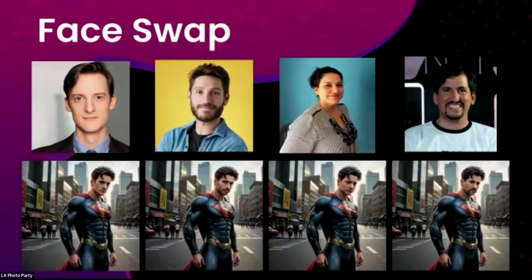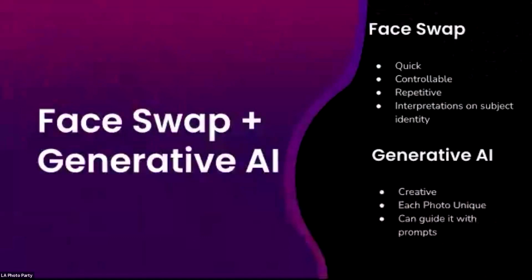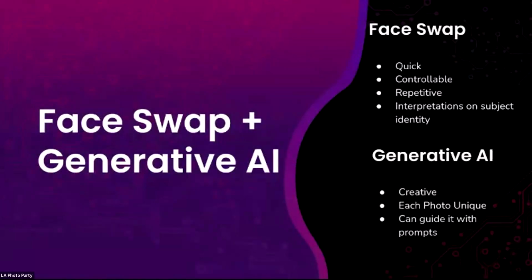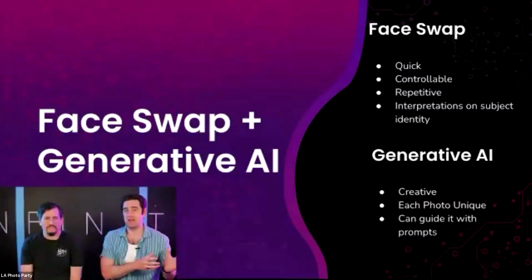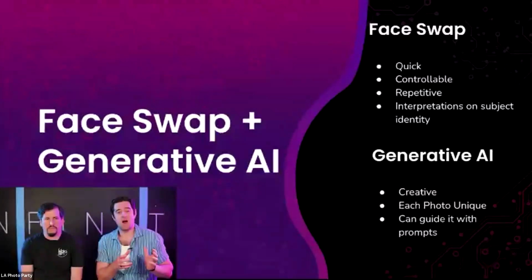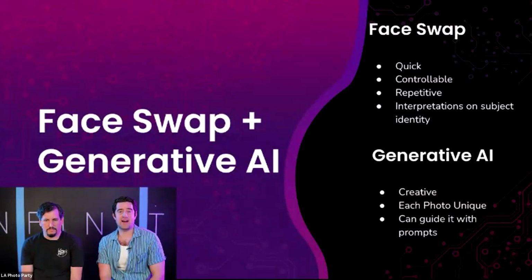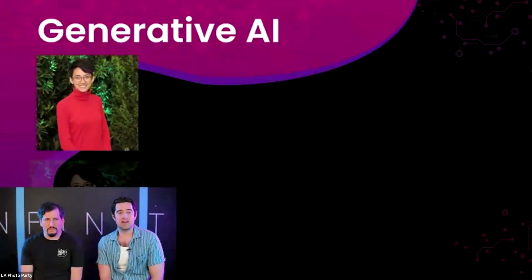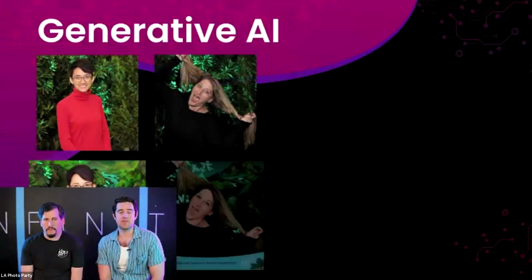So that's face swap. So let's go to the next slide to the generative, right? So now generative can be much more creative. Each photo is unique. Most of what we're going to be talking about is how we do generative in our photo booth upload software. And then you can guide it with these specific prompts. So let's go into generative AI. And this sample will kind of explain a little bit of the difference, right?